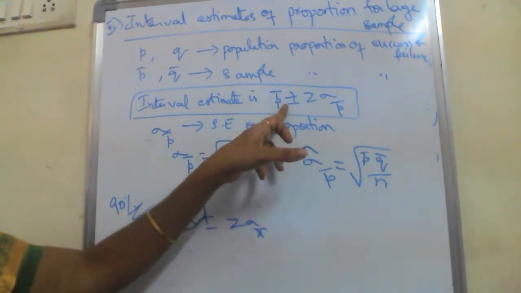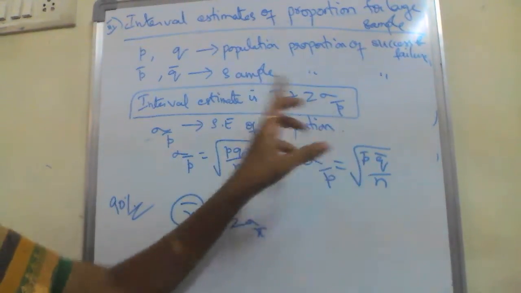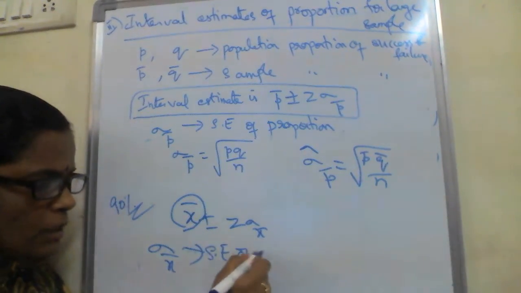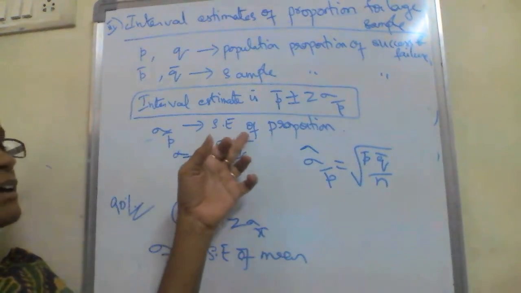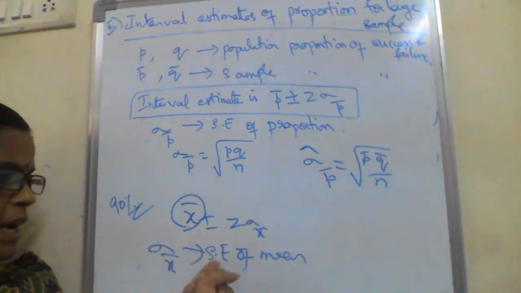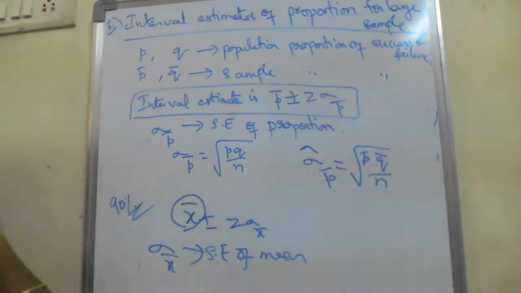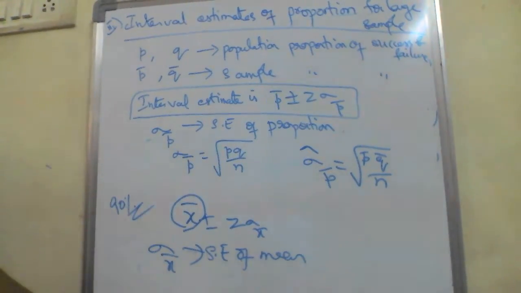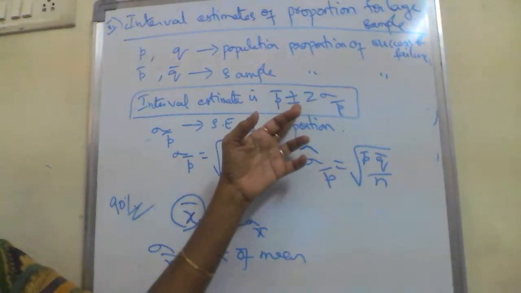So this will be P bar plus or minus z as it is, but instead of sigma x bar it is sigma P bar. If it is sigma x bar, this is the standard error of mean. So now you are given sigma P bar, that is the standard error of proportion. Here it is the standard error of the sample mean. So you call it the standard error of mean, and now sigma P bar is the standard error of proportion. So these values will be given, that is when P, Q are given, you have to find the interval estimate with the help of P bar plus or minus z sigma P bar.